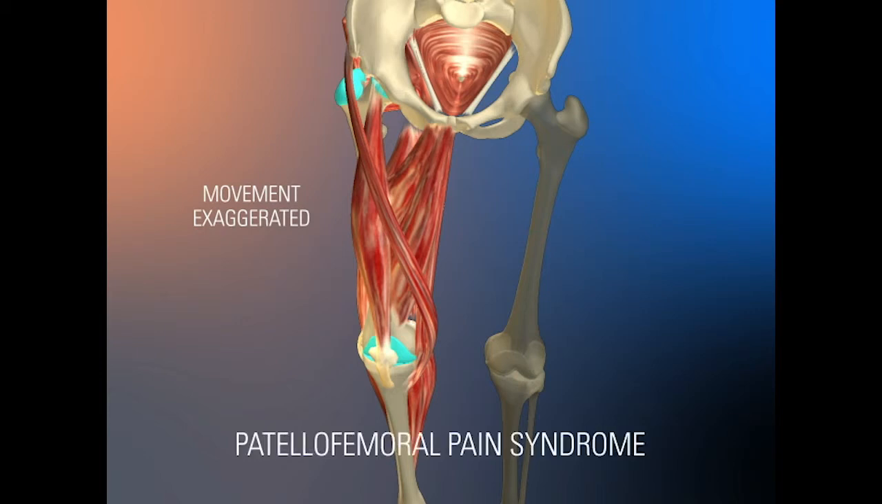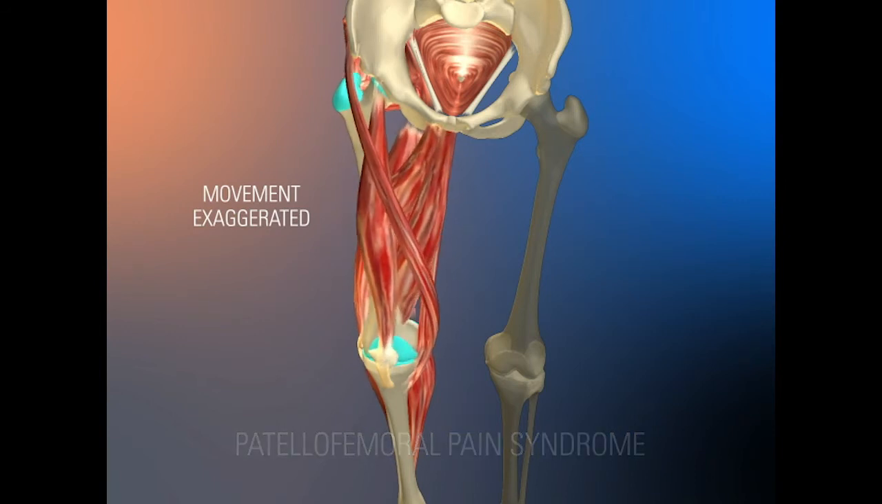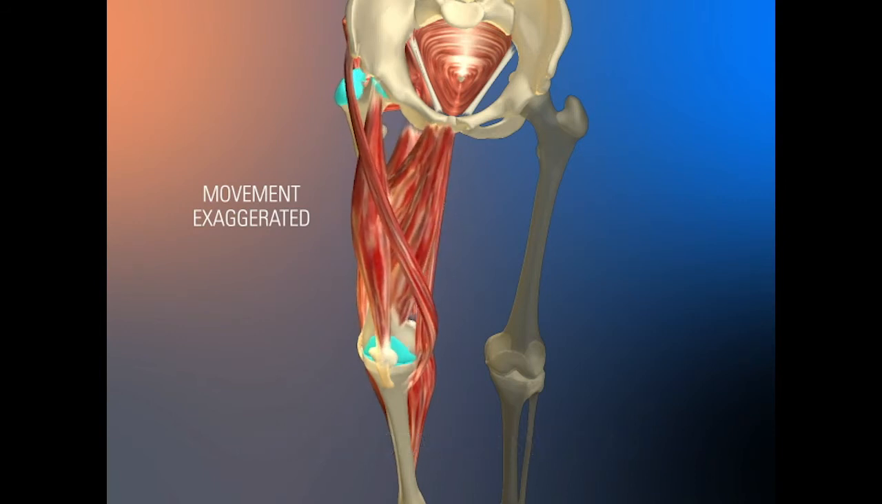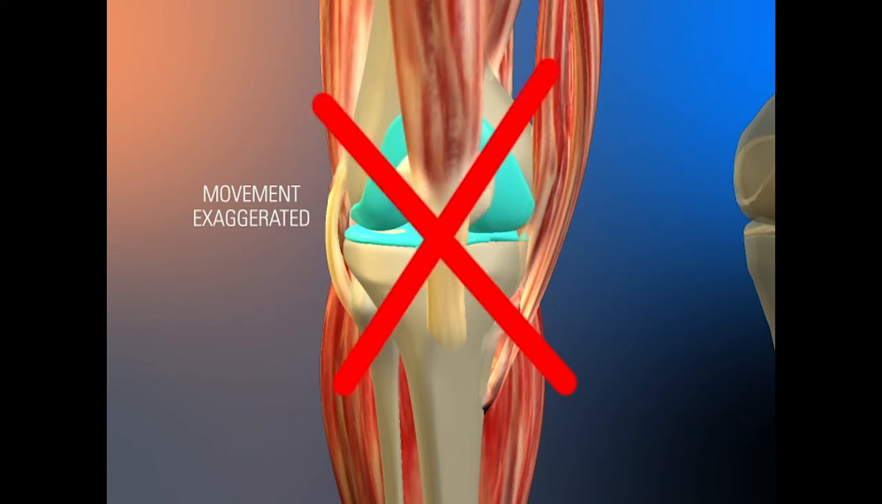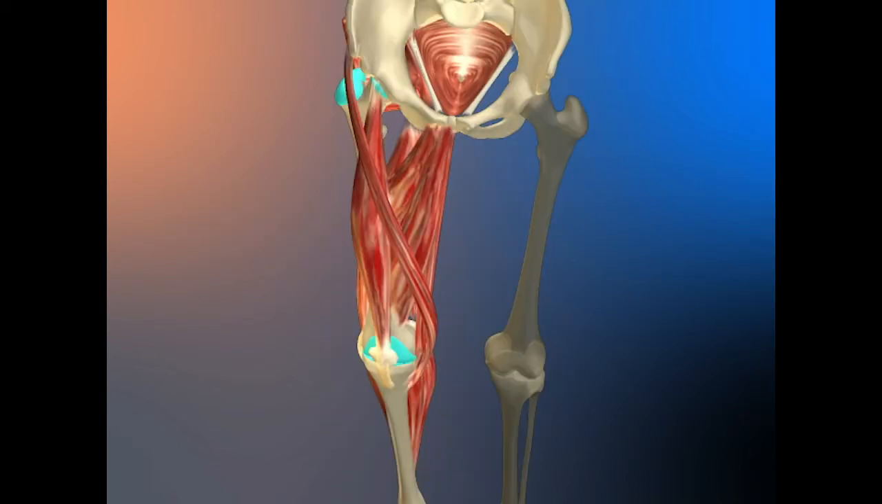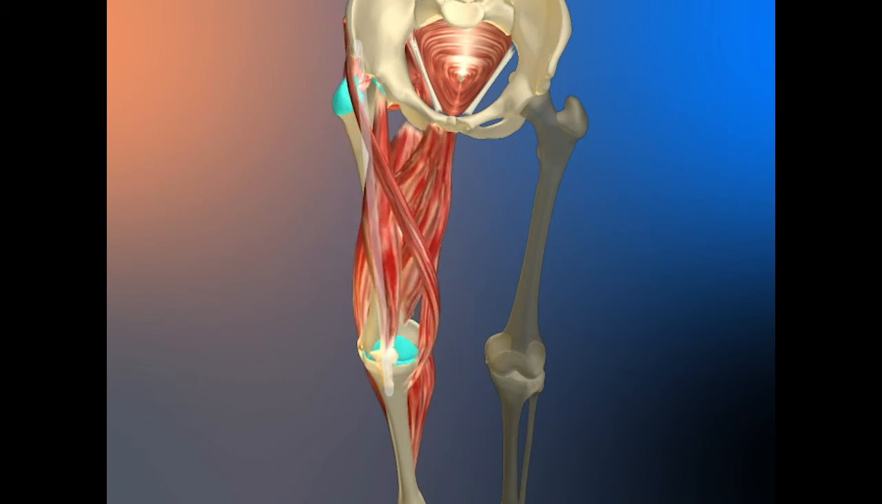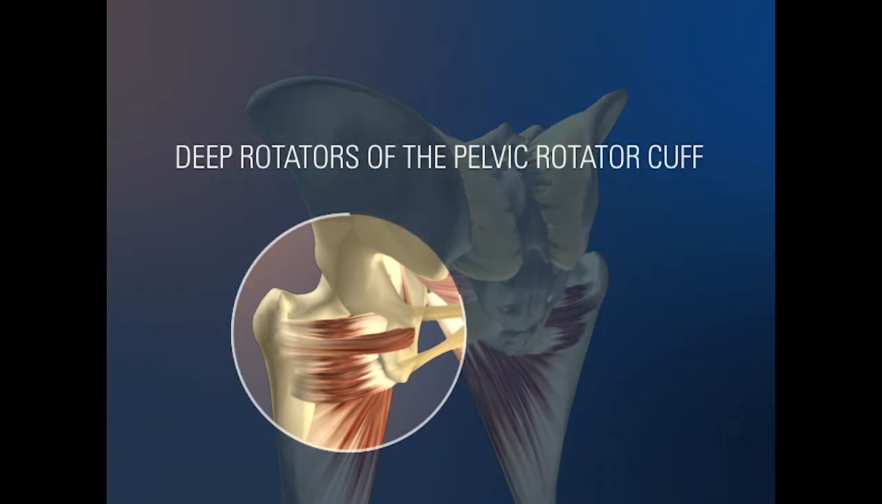Patellofemoral pain syndrome is typically described during weight-bearing activities that use hip musculature to control knee motion. Previously, it was thought that the patella was laterally tracking improperly on the femur, but the latest research shows that femur rotation may be the primary consideration. This midline rotation deviation of the femur can occur when there is weakness or imbalanced action of the deep rotators of the pelvic rotator cuff.